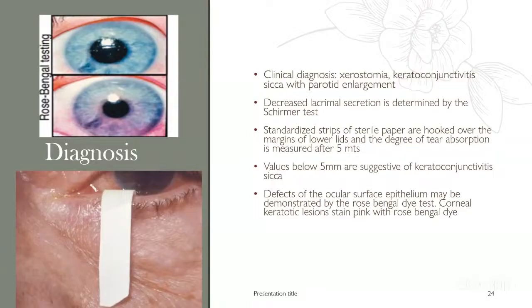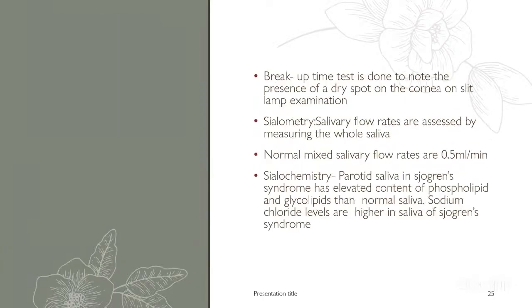And you have the Rose Bengal dye test, where using this dye, the defects of the ocular surface epithelium may be demonstrated. And the breakup time test is done to note the presence of dry spots on the cornea on slit lamp examination.